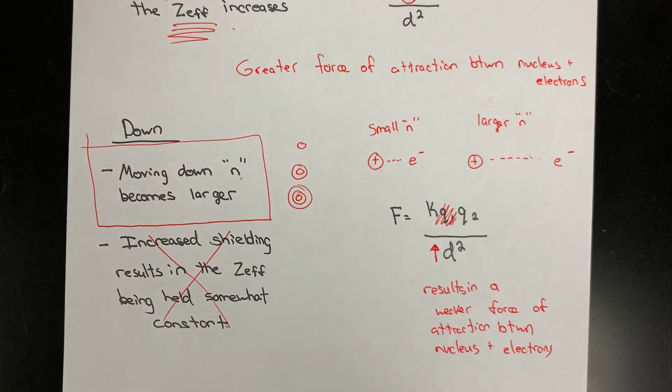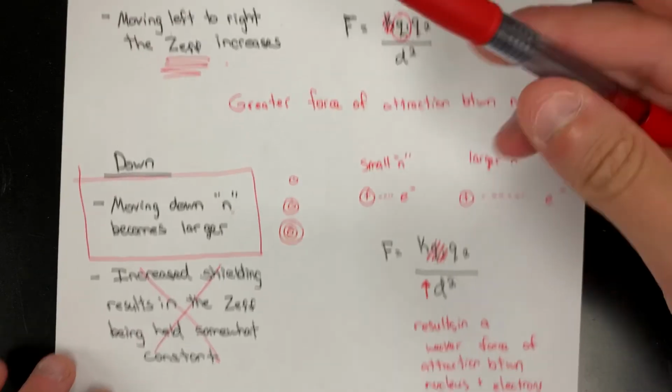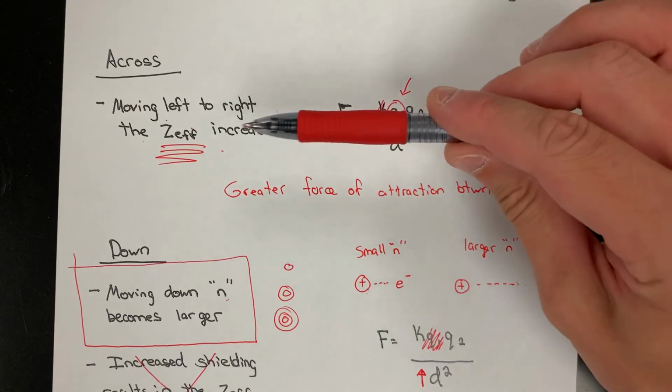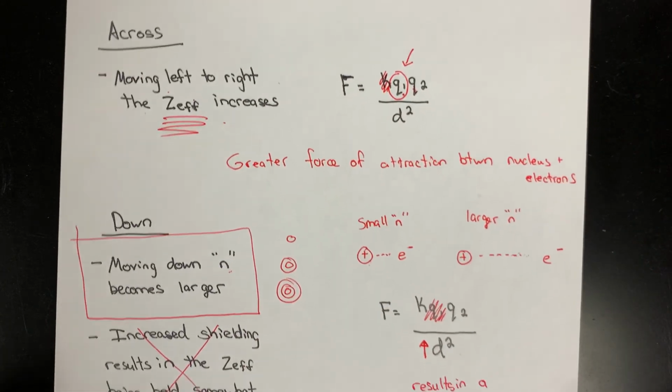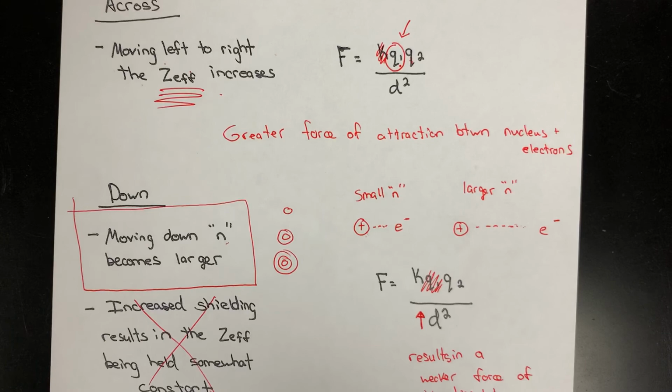Okay, moving forward, we are going to use what we know about Coulomb's law, moving across and down, to explain the trends, again, of atomic size, ionization energy, and electronegativity.